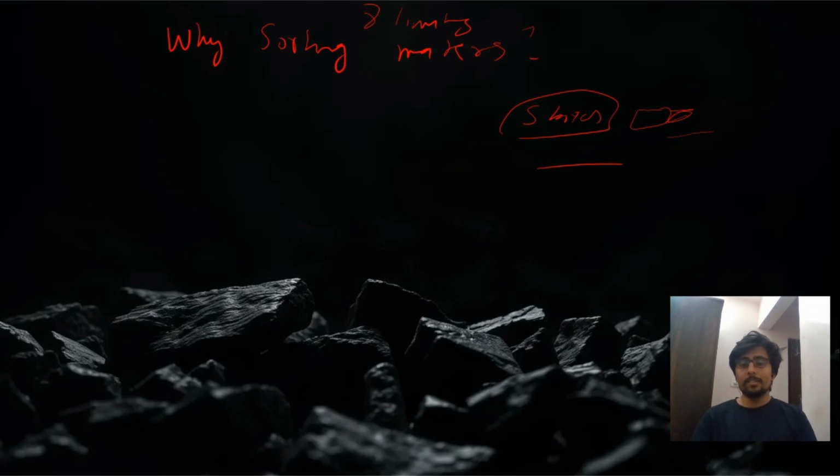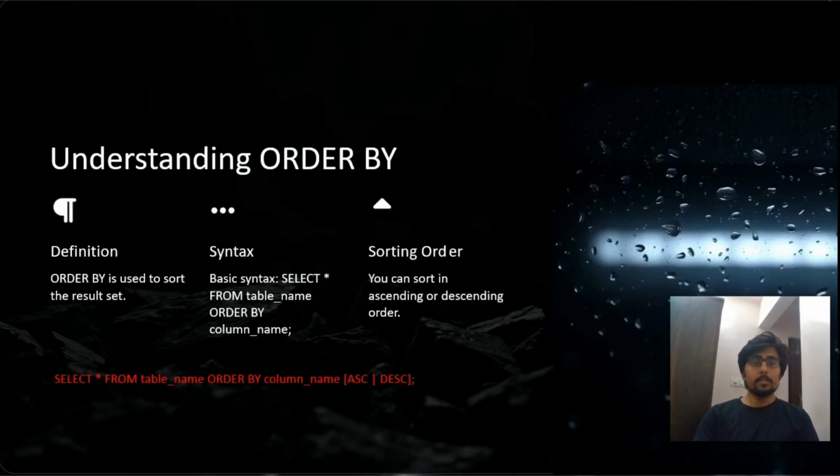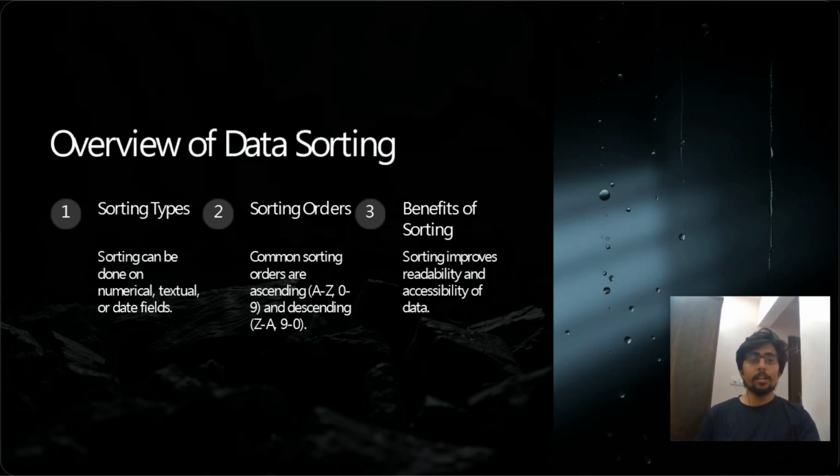So now let's understand a little bit more about what sorting in SQL is. Here you can see an overview of data sorting. Sorting can be done on numerical, textual, or date fields, right? Numerical means, for example, age, and you want to sort from lower to higher. The person with 18 years, 19 years, 20 years will be sorted from the lower to the higher age. This is how it will work.